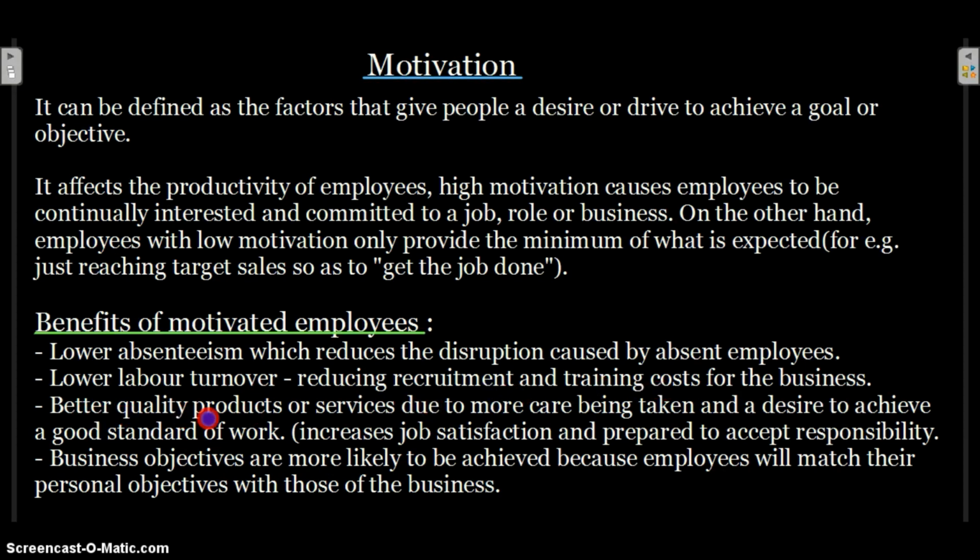There's better quality products or services due to more care being taken and a desire to achieve a good standard of work. It also increases job satisfaction, and employees are prepared to accept the responsibility.